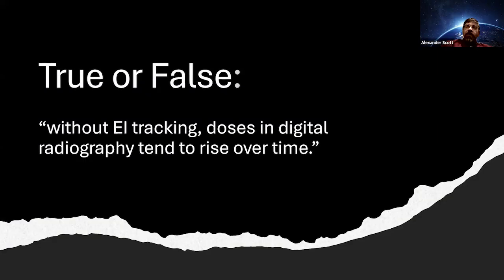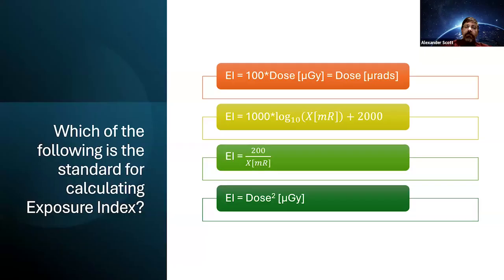Alex, can you get me another one for a true or false? Sure, let's see. How about Dallas Fair? All right, so we've got a true or false. Without EI tracking, doses in digital radiography tend to rise over time. That is true. That is true. All right. I think this crowd knows this material. All right, Alex, who's next?